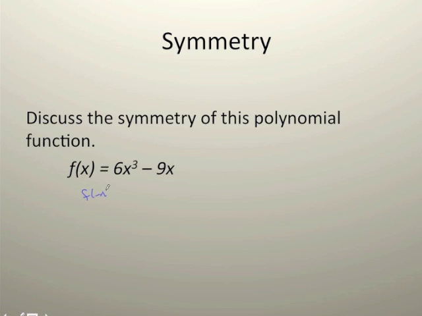Here, f(-x) is 6 times (-x) cubed minus 9 times (-x). Well, that would be -6x cubed plus 9x. Oh, those are just the opposites of here. So this is the opposite of f(x), and that means this is symmetric to the origin.